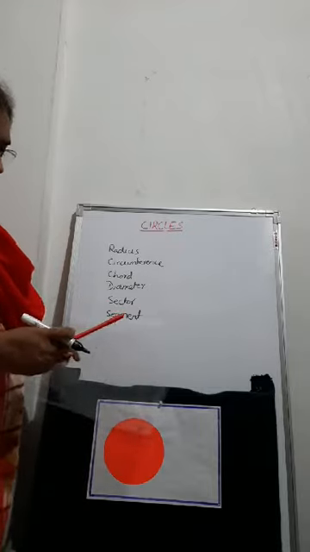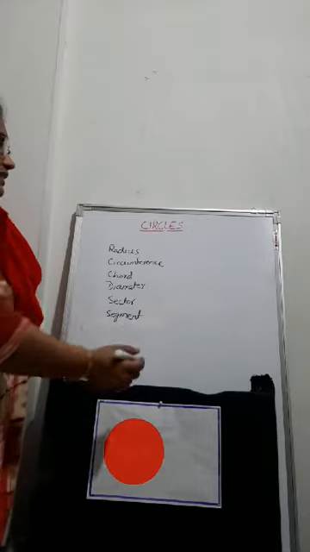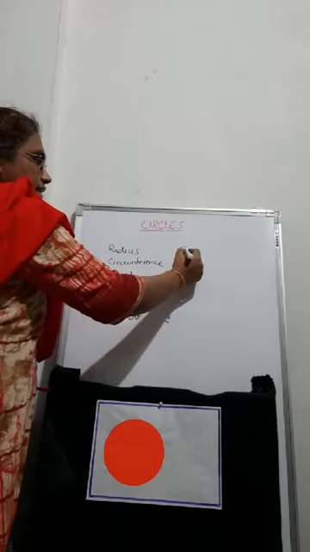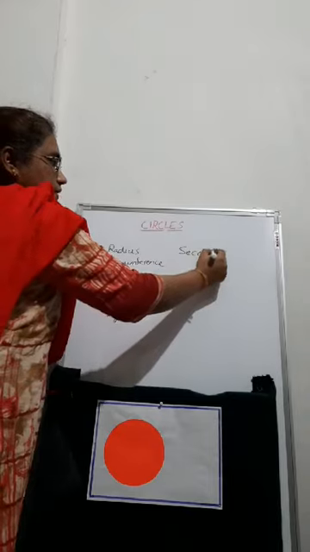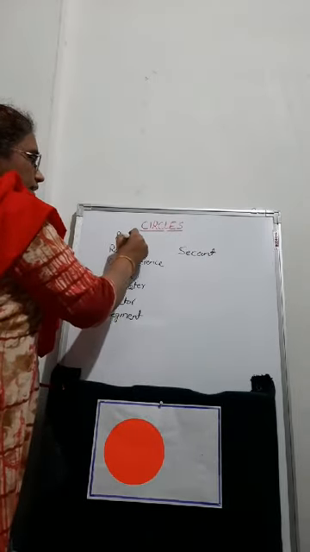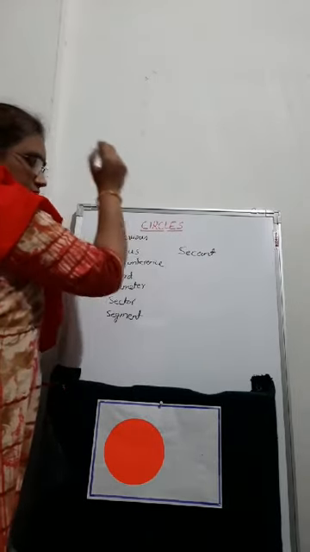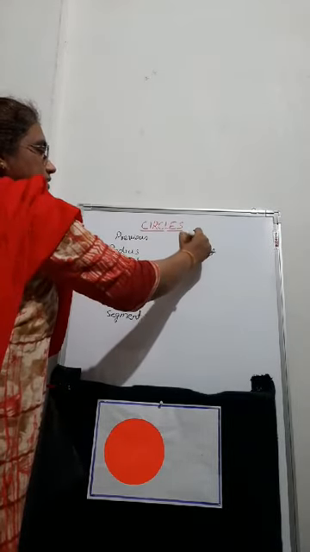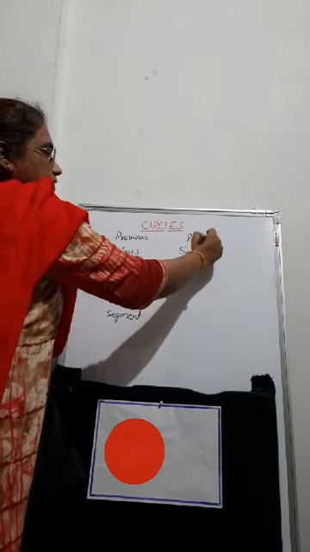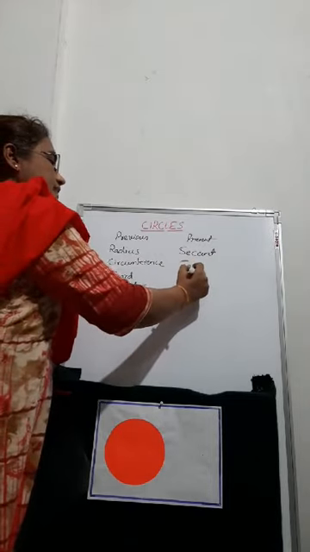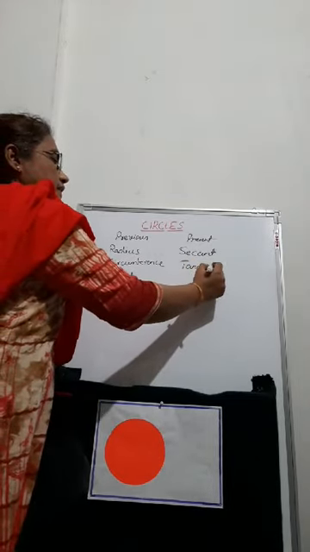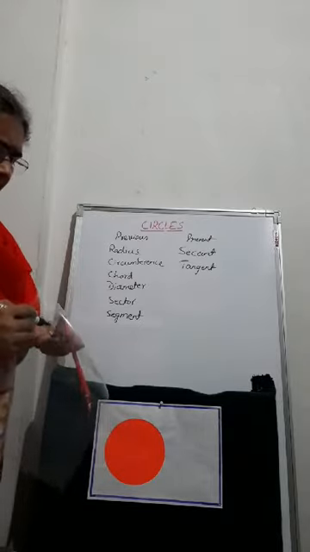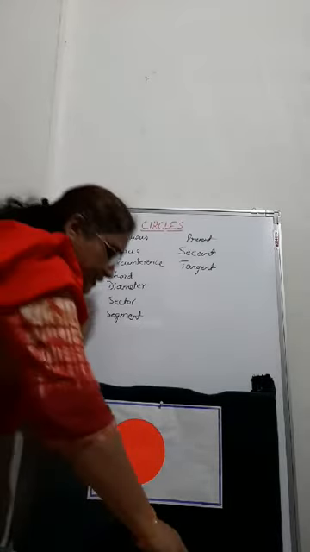In the 10th standard, what will you learn? You will learn about the secant. This is previous knowledge, and in this year you will learn, this is the present syllabus. What you have in the present syllabus is secant and the tangent. Now we will see what is this secant and what is this tangent.